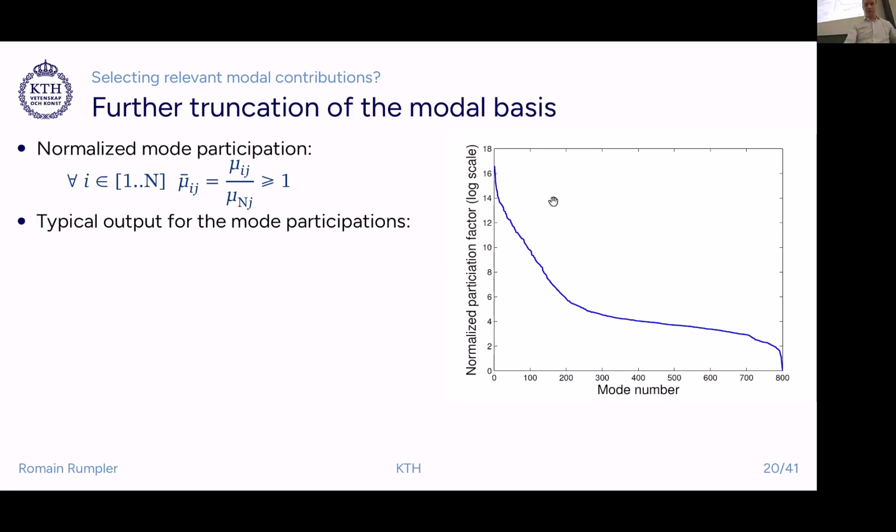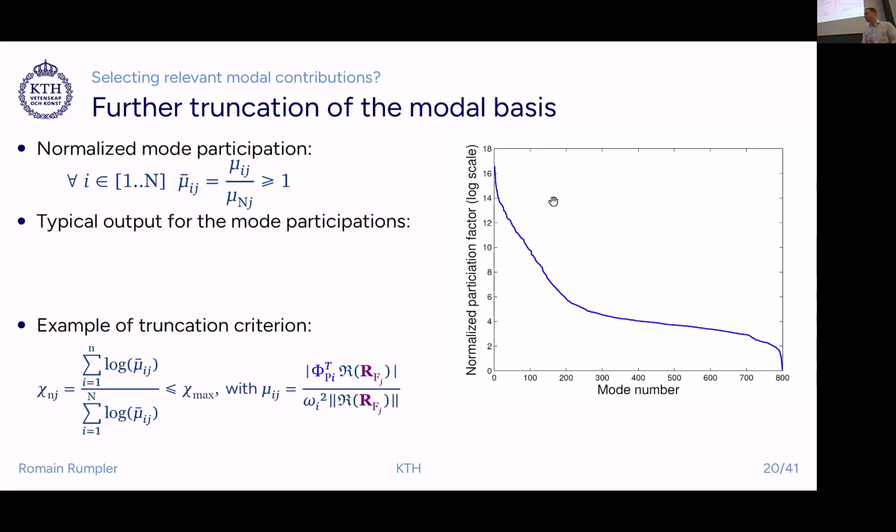Then the criteria that you may use to truncate that modal basis, there are multiple ways of doing it. This is typically the same thing that we do when we have an SVD and we see that the SVD is decaying very quickly. Where do you stop the truncation? That's problem dependent. You may have whatever criteria to do that.